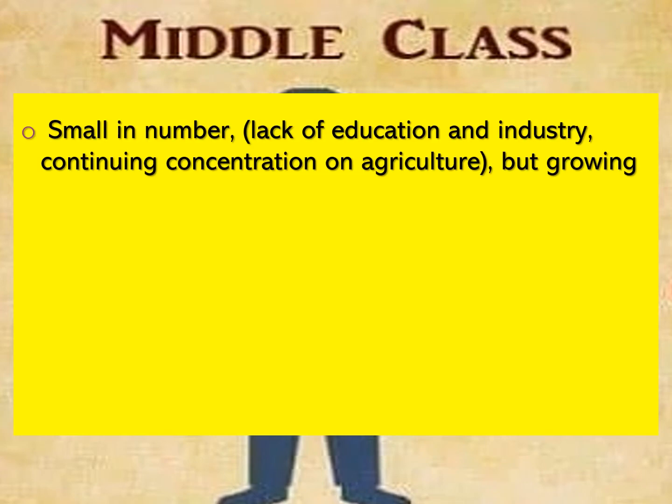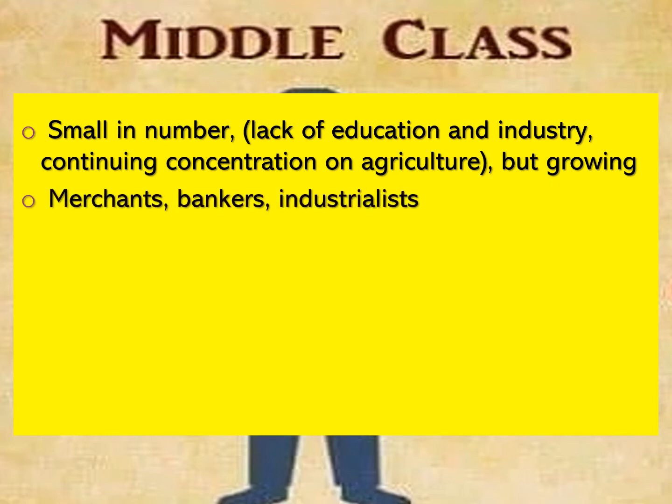The middle class group of Russia was small in number. The lack of education and industry and the continuing concentration on agriculture, which is what Russia really was, an agricultural nation, meant that there wasn't a very big demand for a middle class. There was no real middle class development there, but it was slowly growing.